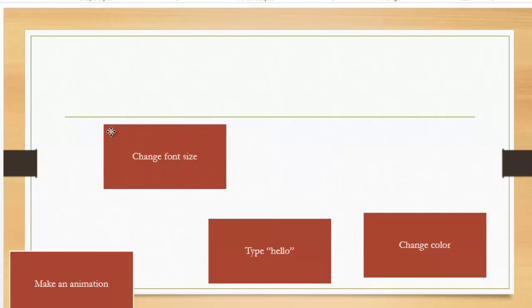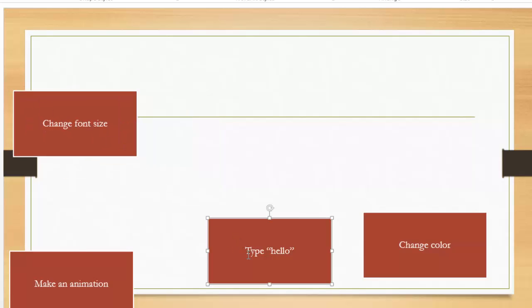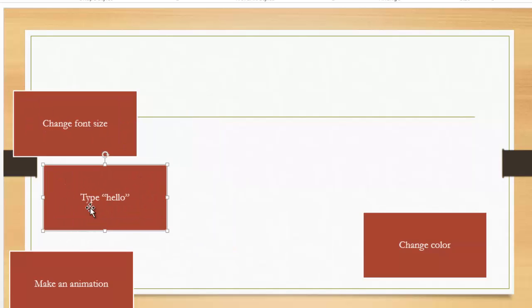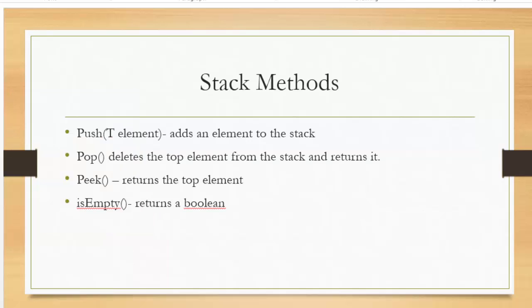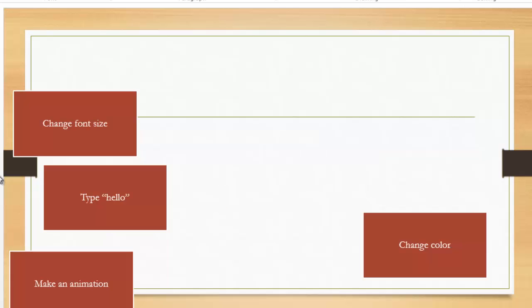And then let's say I pop change font size, and then I pop type hello, and then I try to pop something else. That would be an error. So if I was going to pop something, I would need to check the isEmpty method, which would return a Boolean of true, and I would only be able to pop something if the isEmpty method returned false.